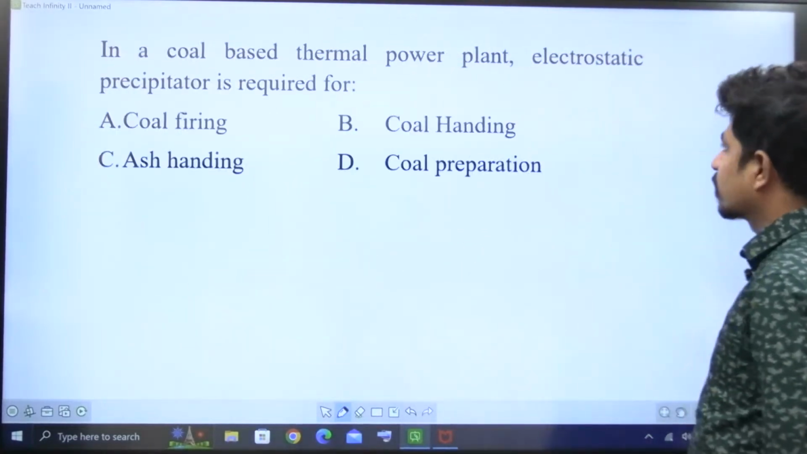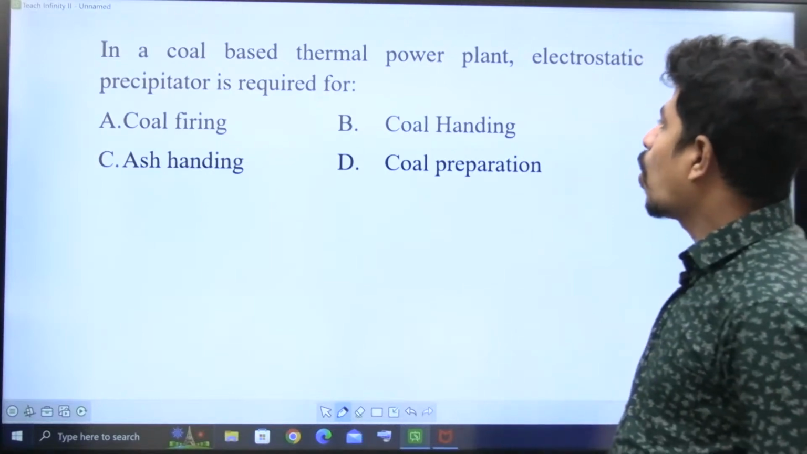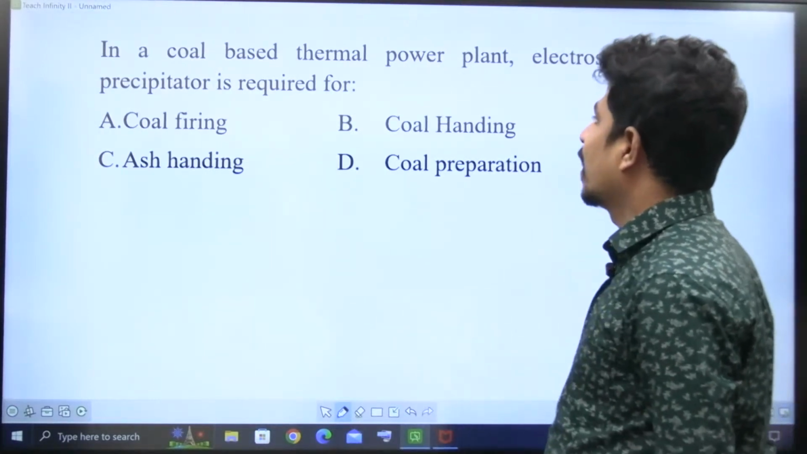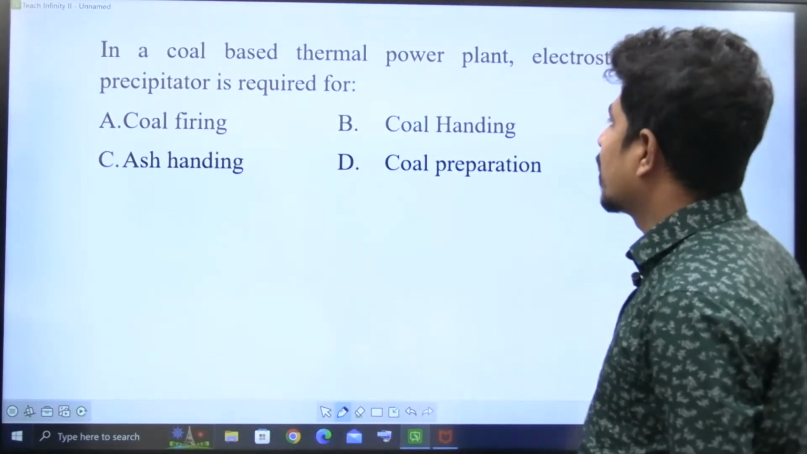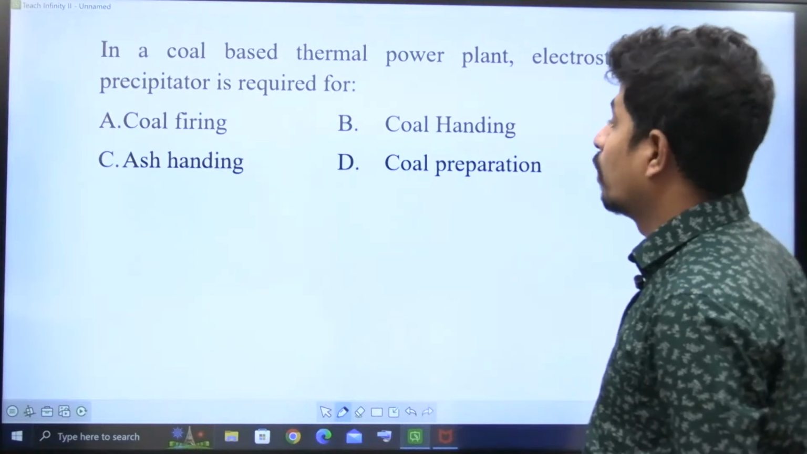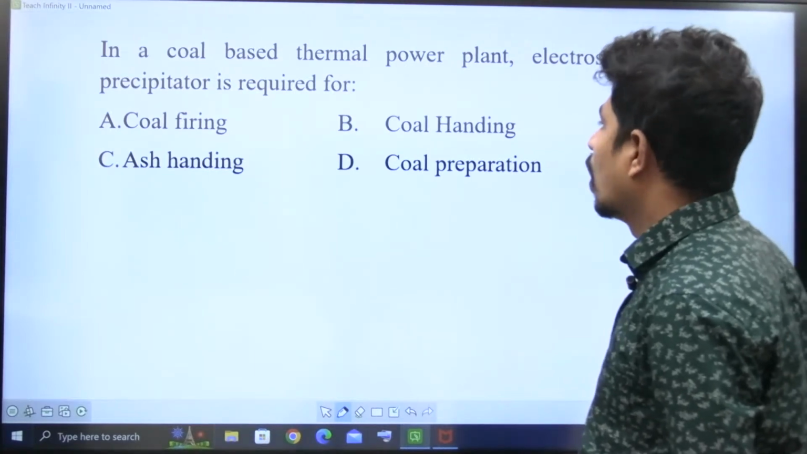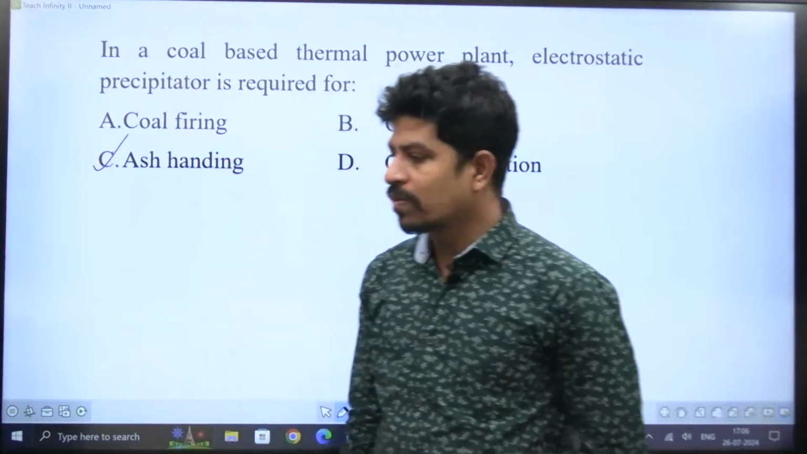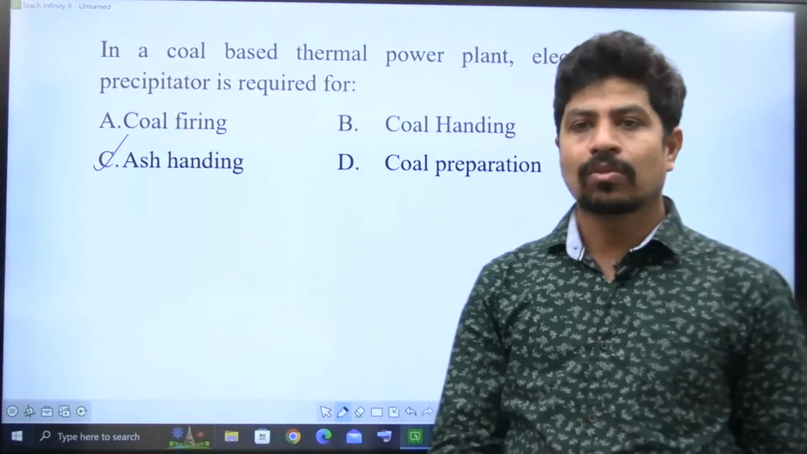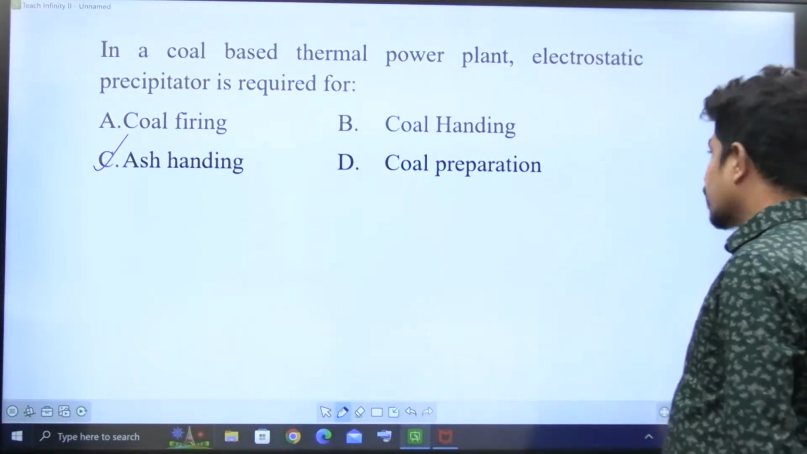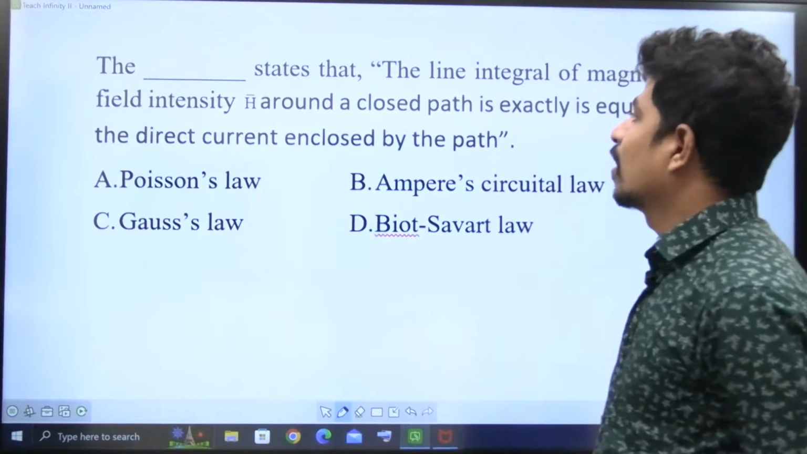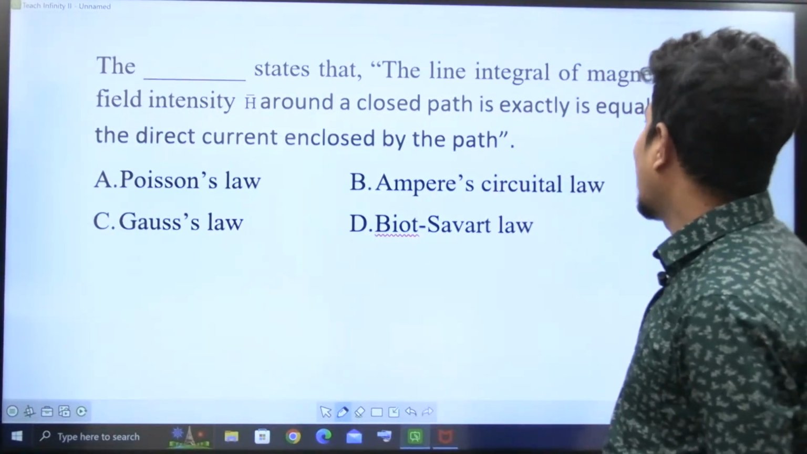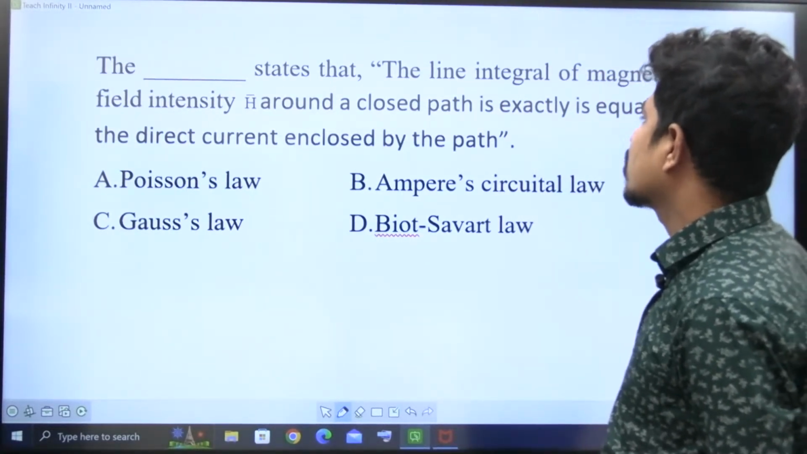Next question, please. In a coal-based thermal power plant, electrostatic precipitator is used for coal firing? No. Coal handling? No. Ash handling? Yes. Electrostatic precipitators are used for ash handling.